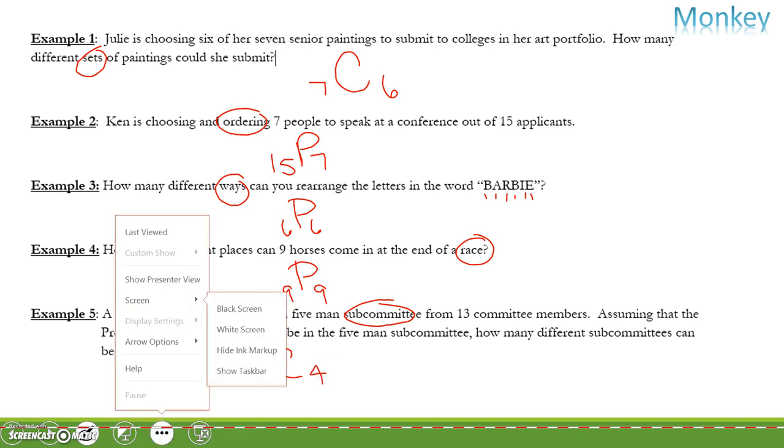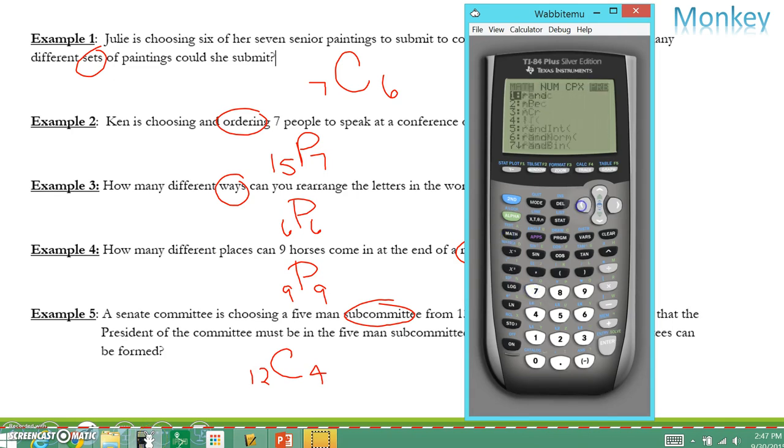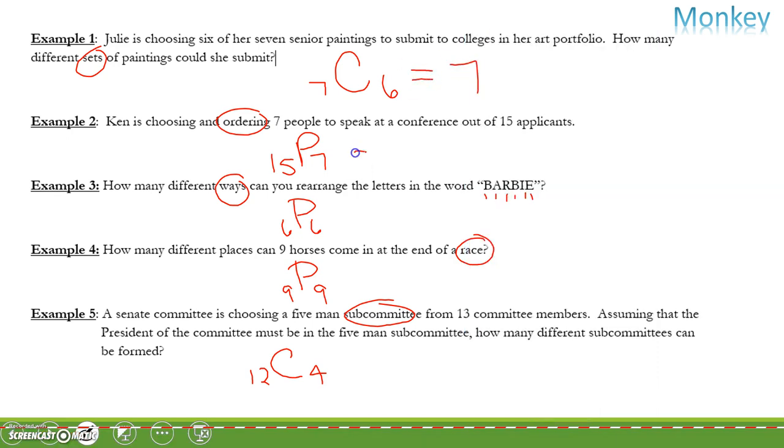So now I'm going to grab my calculator, and I'm going to do all of these problems. So I put the bigger number first. Combination, 6. The first one, the answer is 7. The second one, the next one is quite a large number, 32,432,400. The next one is 720. Then we got 362,880. And then the last one is 495. So that is the answers to all of these.